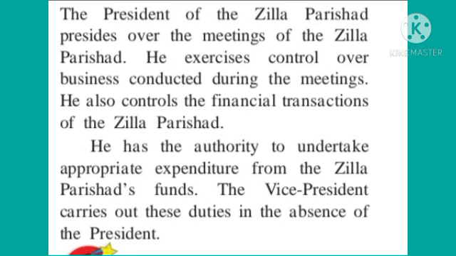When are the elections held? After every 5 years, and the elected representatives choose the president and a vice president from among themselves. The president of the Zilla Parishad presides over the meeting and exercises control over the business conducted during the meetings, and he also controls the financial transactions of the Zilla Parishad. What authority does he have? To undertake expenditures from the Zilla Parishad fund. And what are the duties of the vice president? He carries out his duties in the absence of the president.